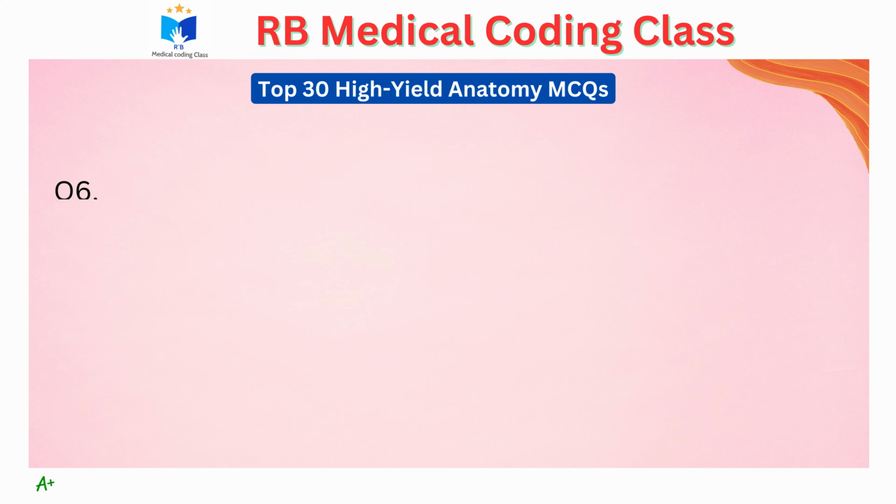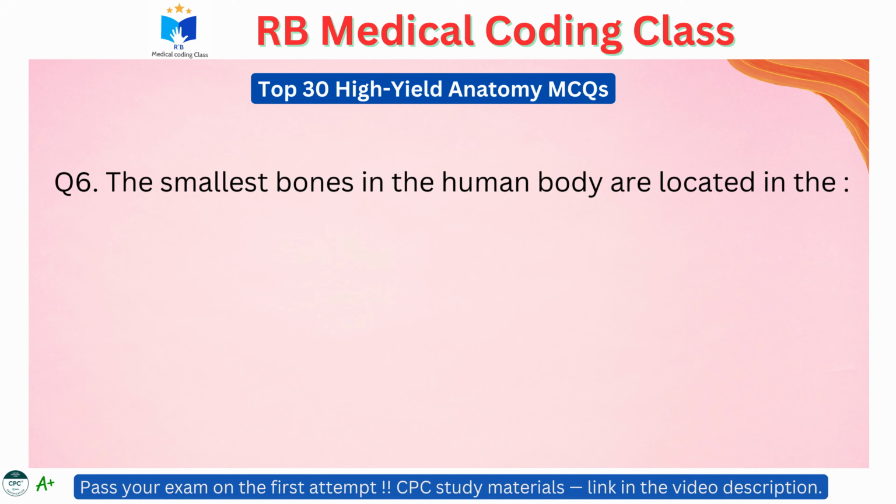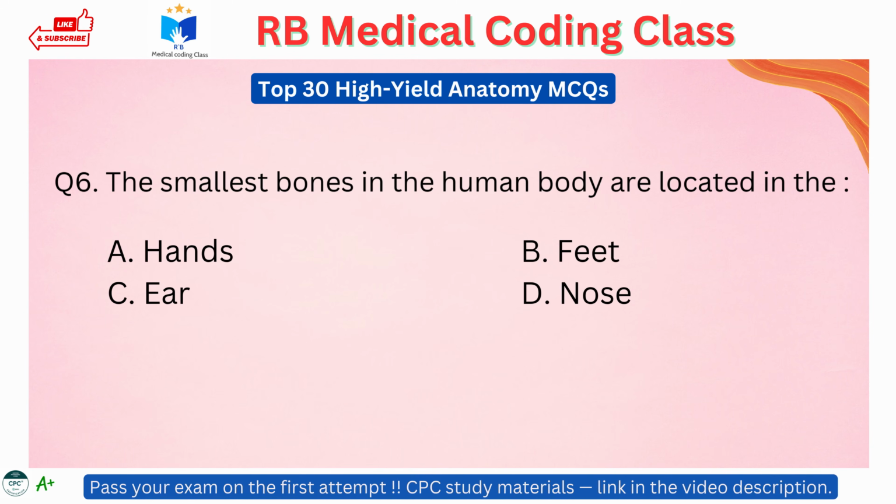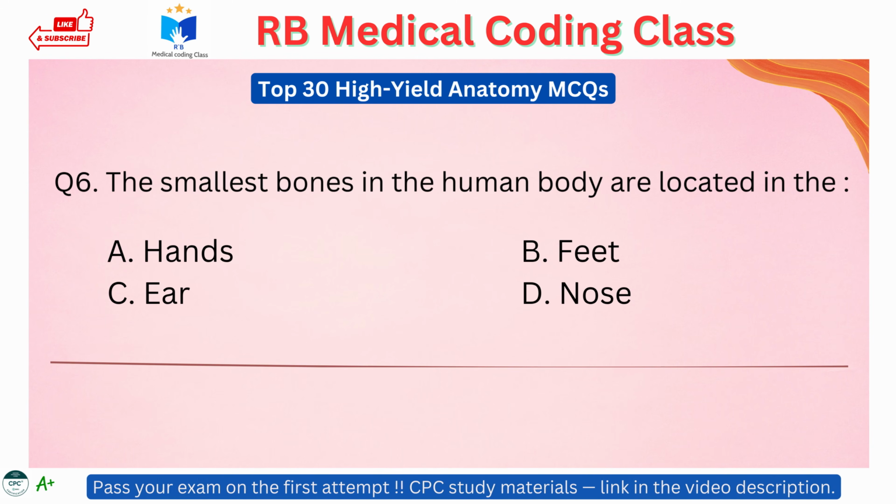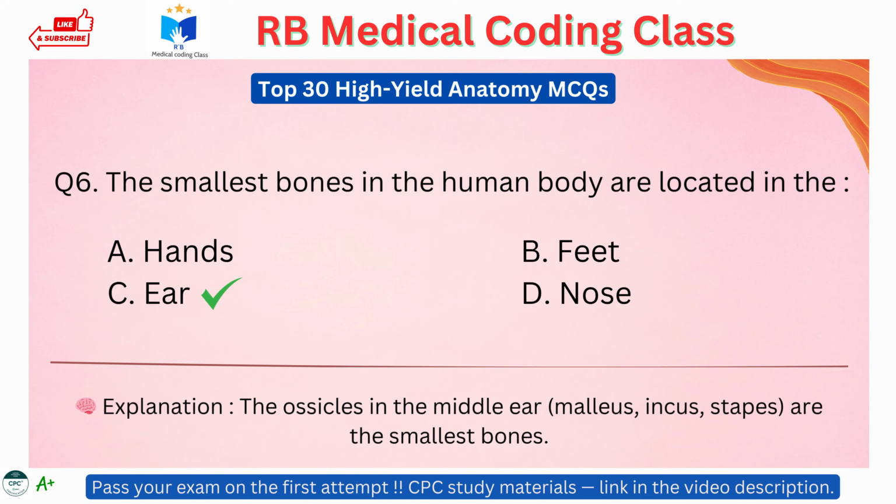Question 6. The smallest bones in the human body are located in the A. Hands. B. Feet. C. Ear. D. Nose. Answer. C. Ear. Explanation. The ossicles in the middle ear, malleus, incus, stapes, are the smallest bones.